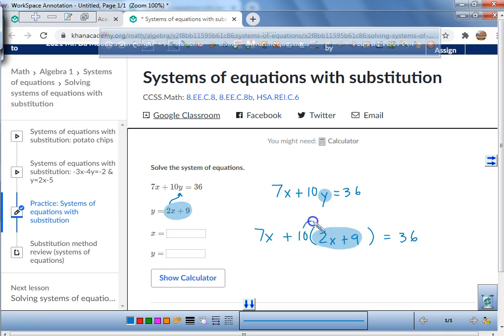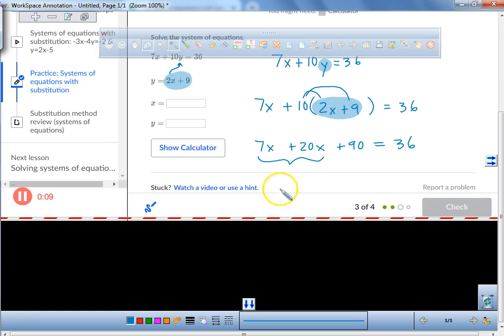Now, you guys see this 10? We need to distribute that 10 to both the numbers. So we're just bringing down the 7x. 10 times 2 is 20. I'll do the calculations for you. Just trust me. 10 times 9 is 90. And that equals 36. So after we distribute the 10 times the 2 and the 10 times the 9, all we have to do is add our like terms together. Does anybody know what 7x plus 20x is equal to? 27x, right? So we have 27x plus 90 equals 36.